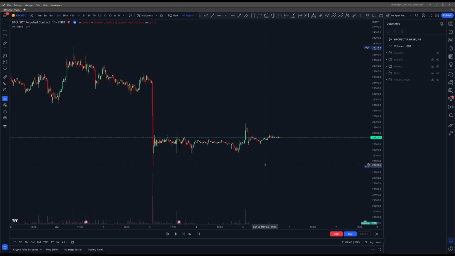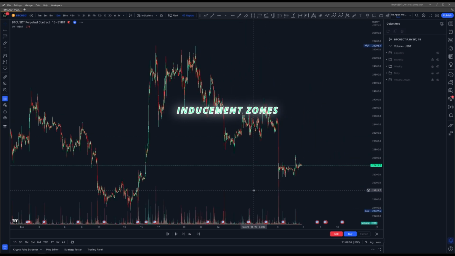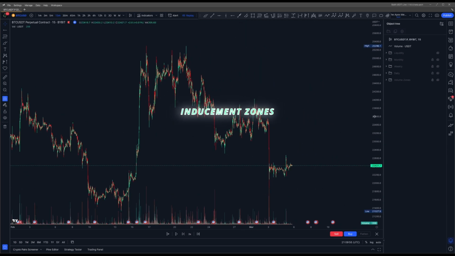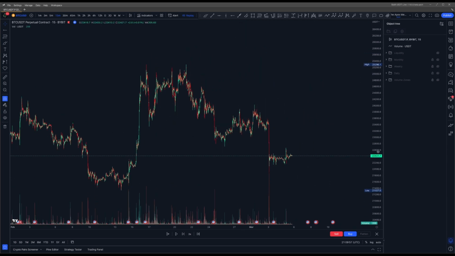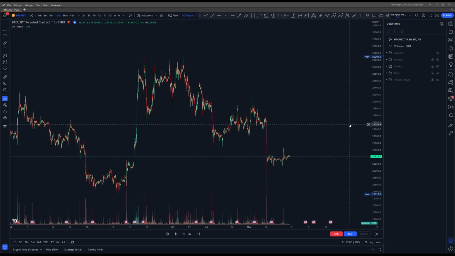Now on to my absolute favorite part. Now we want to draw inducement zones. What are inducement zones? Inducement zones are where traders, poor traders, let's say, will put their entries to put a trade in, right? So let's draw some out.